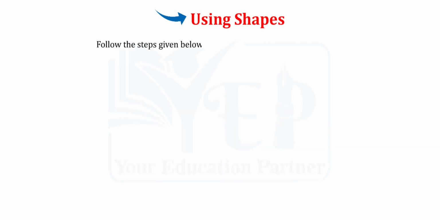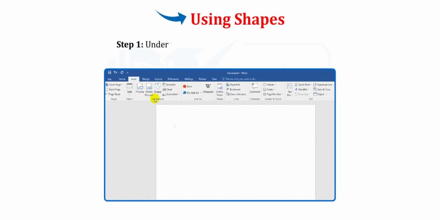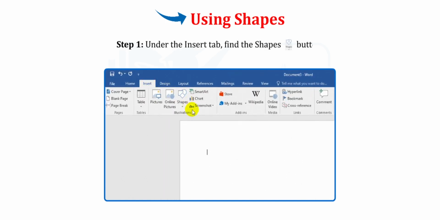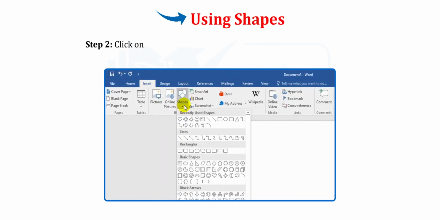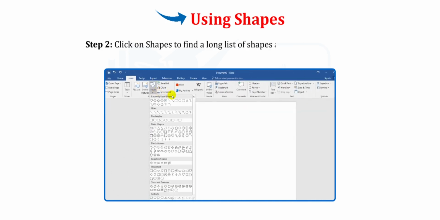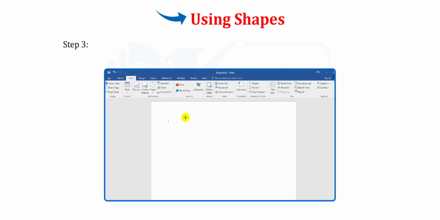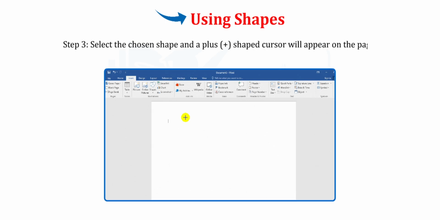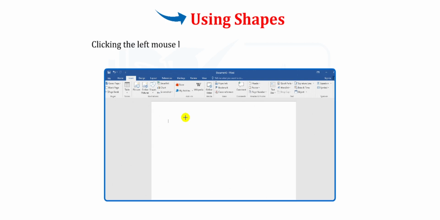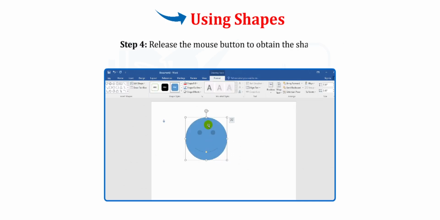Follow the steps given below to insert shapes in a Word document. Step 1. Under the Insert tab, find the Shapes button. Step 2. Click on Shapes to find a long list of shapes available in MS Word. Choose any shape which suits your requirement. Step 3. Select the chosen shape, and a plus-shaped cursor will appear on the page. Clicking the left mouse button, drag the mouse to draw out the shape. Step 4. Release the mouse button to obtain the shape.